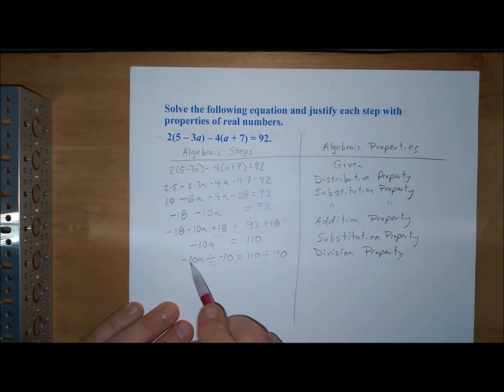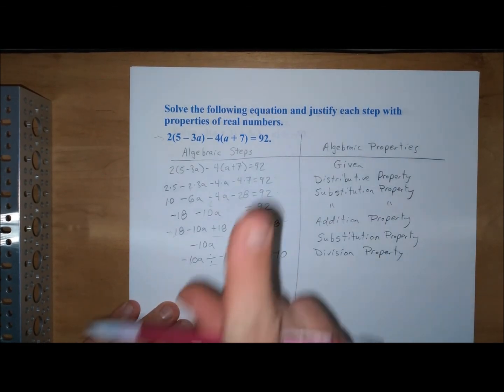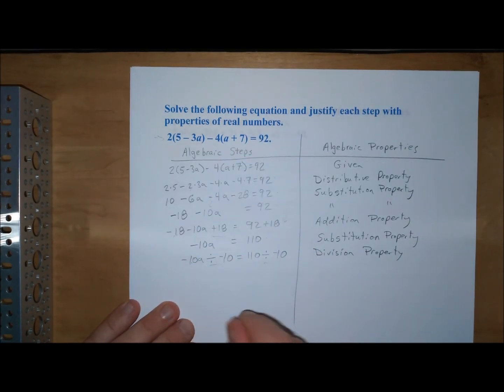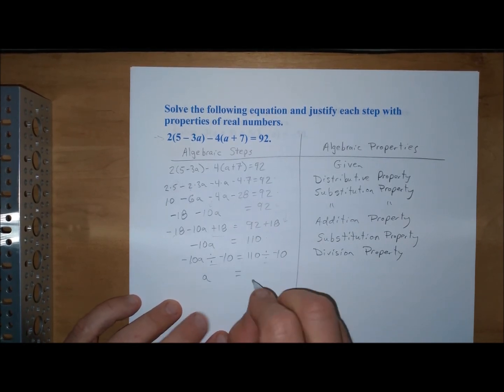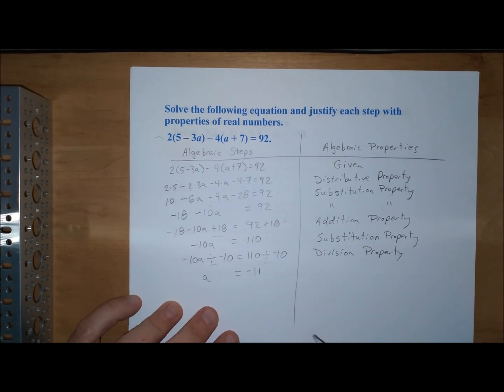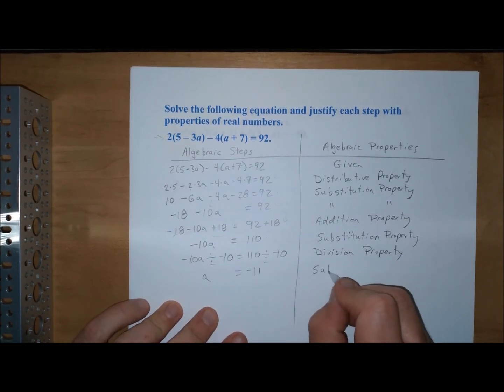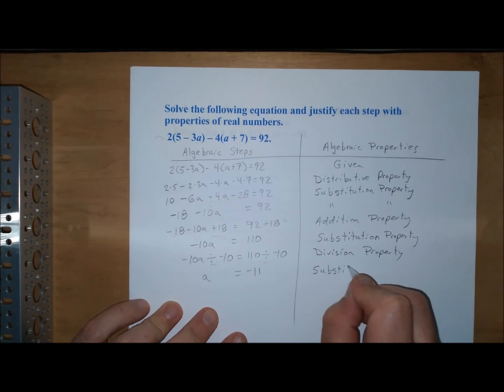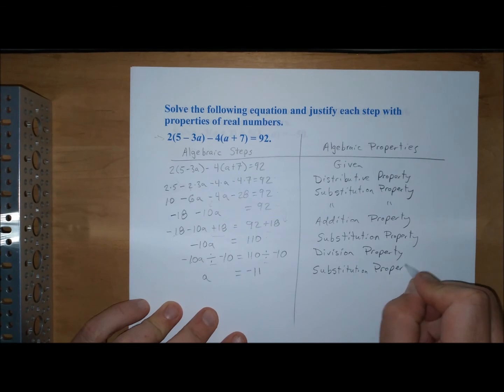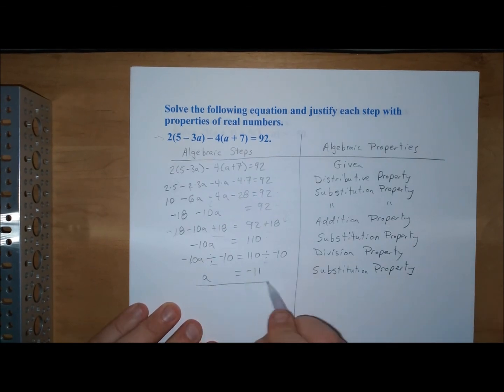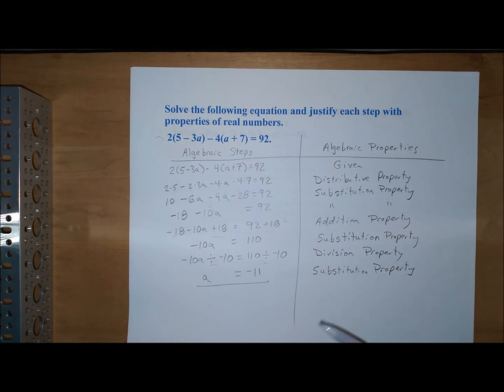Good. And since negative 10 divided by negative 10 equals 1, I can substitute 1 in for it. And rather than writing 1a, I'm just going to write a. That's conventional, right? And 110 divided by negative 10 gives me negative 11. Okay? So we used our substitution property of equality. And did we arrive at our answer? Did we solve for a? Yes, we did. There's our first algebraic proof, okay?